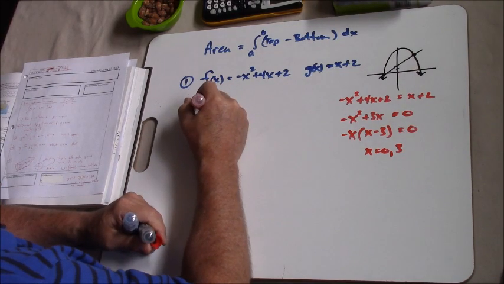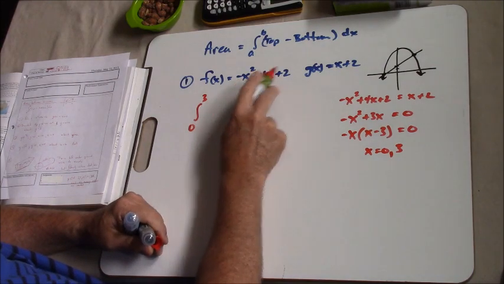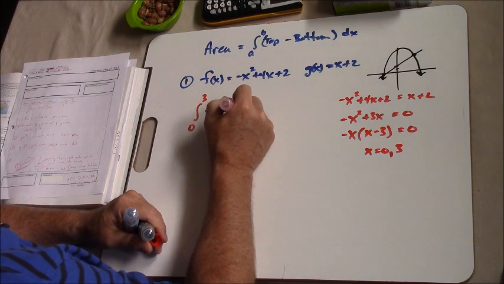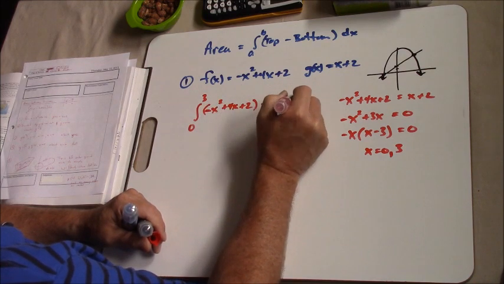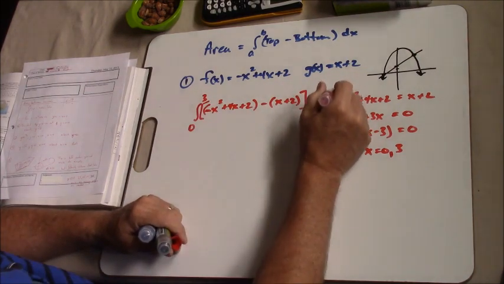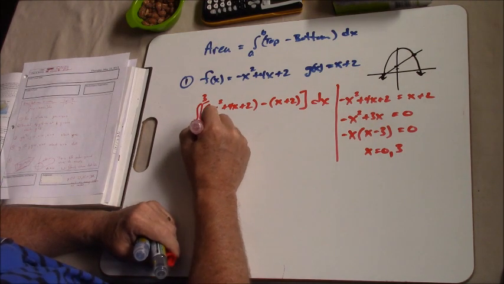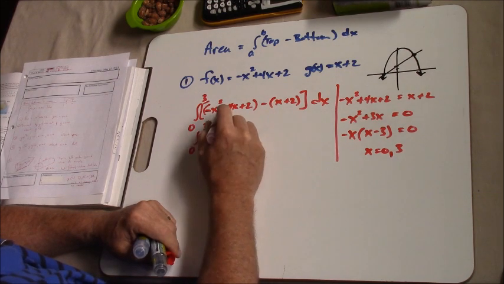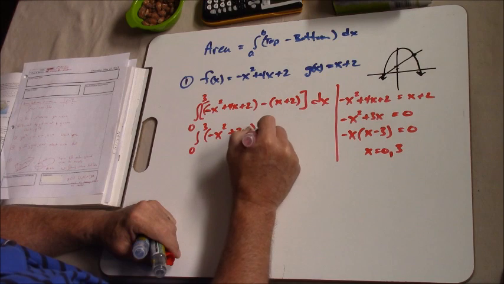Alright, so what I want is the integral from 0 to 3, top curve minus bottom curve. So I've got negative x squared plus 4x plus 2 minus x plus 2, and then dx. So let's see, if I combine these, I then get the integral from 0 to 3 of negative x squared. Subtract that x from here, I get plus 3x, and then 2 minus 2, that's 0. So dx.